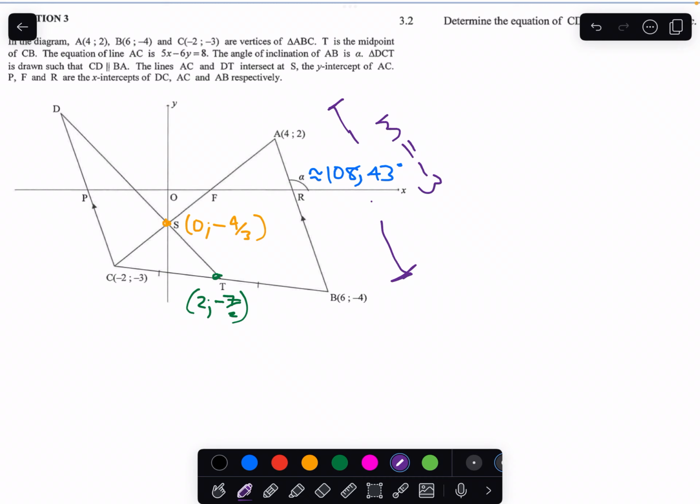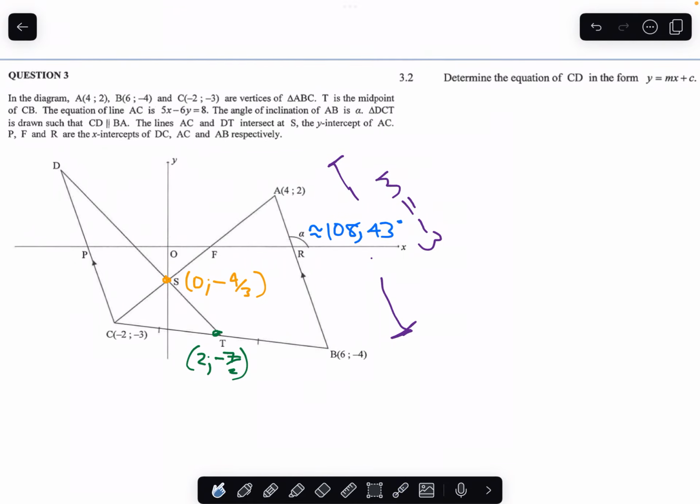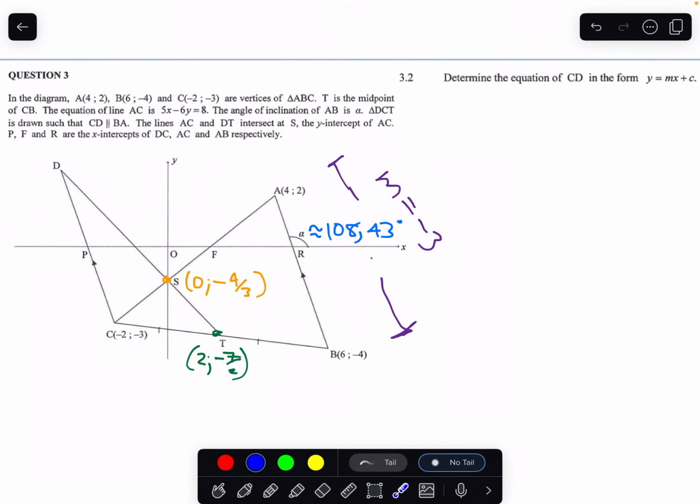Okay, cool. That is for this line. Anyway, determine the equation of CD in the form y is equal to mx plus c. CD, where are you? This guy has the same gradient as this guy because they're parallel. And then we've got a point on the line so we can figure out what c is. Cool, let's do it.